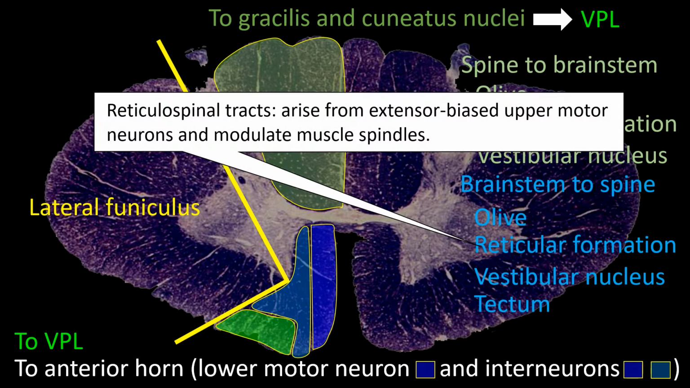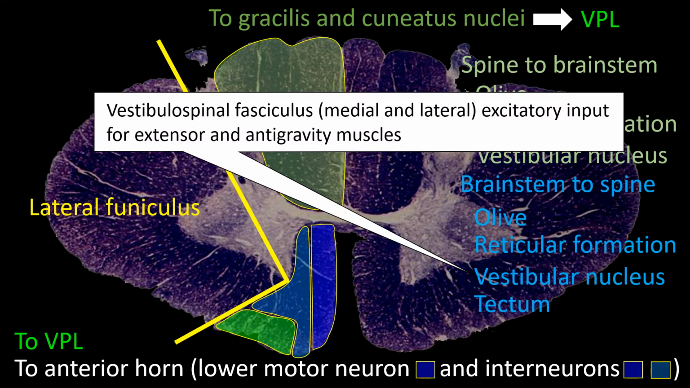The reticular formation. The tract formed from the reticular formation has extensor bias upper motor neurons and it modulates muscle spindles. Another nuclei that projects to the spine from the brainstem is the vestibular nuclei. The nuclei from these tracts provide excitatory input for extensor and anti-gravitatory muscles.